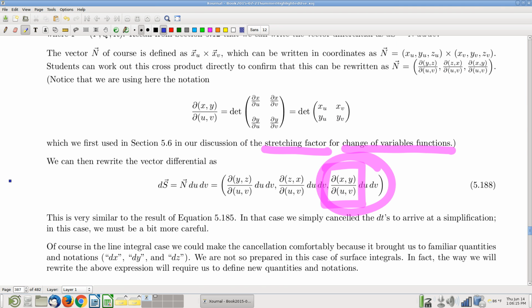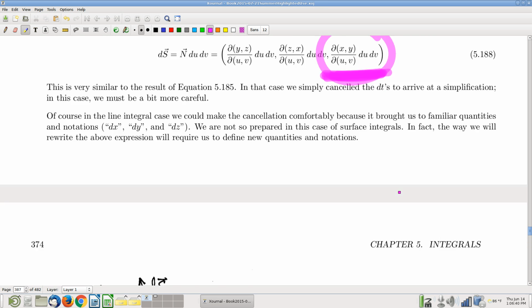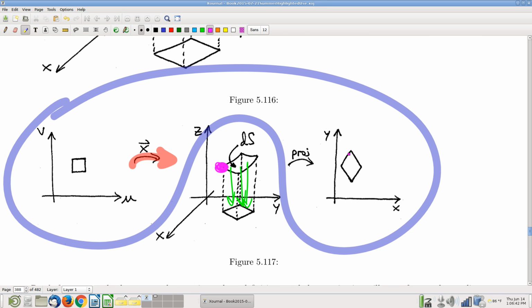This construction, stretching factor times du dv. Du dv was area in the UV plane multiplied by a stretching factor. This is the area in the XY plane. This thing that I'm trying to figure out what to call, this thing, partial xy, partial uv, du dv, is this area. Well, its absolute value is that area.